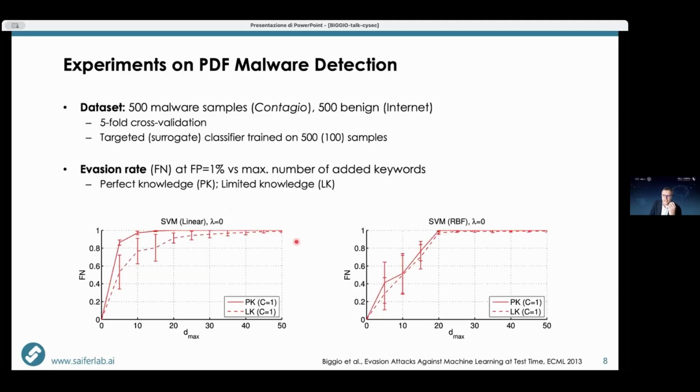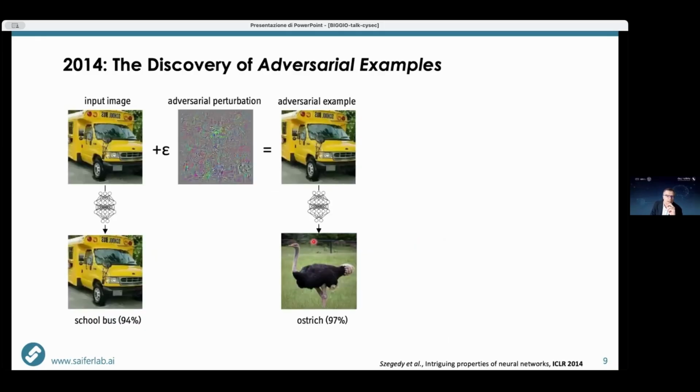Then, of course, we also tested the same attack on the PDF malware detection system that I described before, where the authors made the claim that nonlinear models should be more robust. And it turns out that the evasion rate still grows a lot, also in the nonlinear case, when you increase the number of injected objects in these PDF files. So to make a long story short, all of the models, even if they are very accurate, are very fragile to this type of well-crafted manipulation that targets the models specifically.